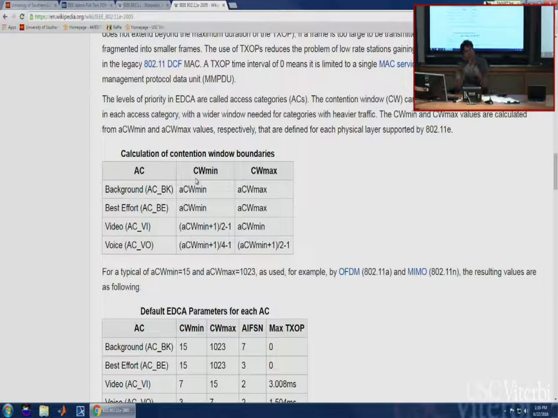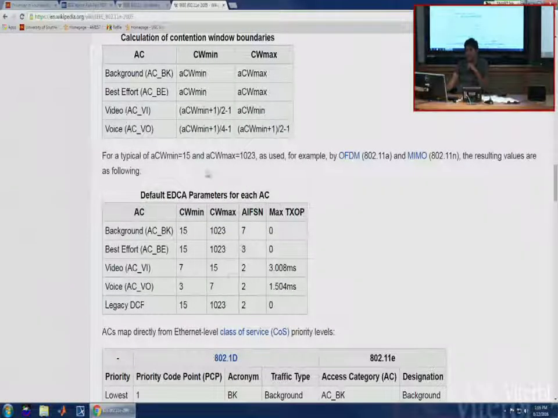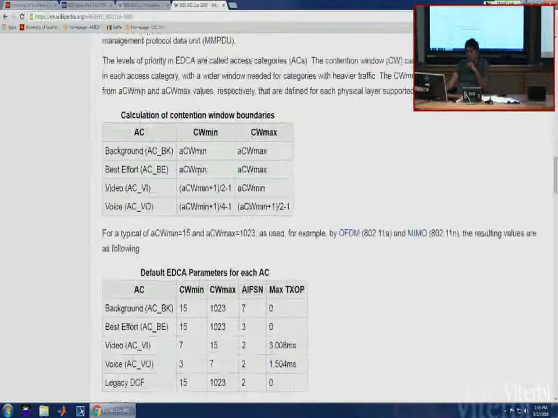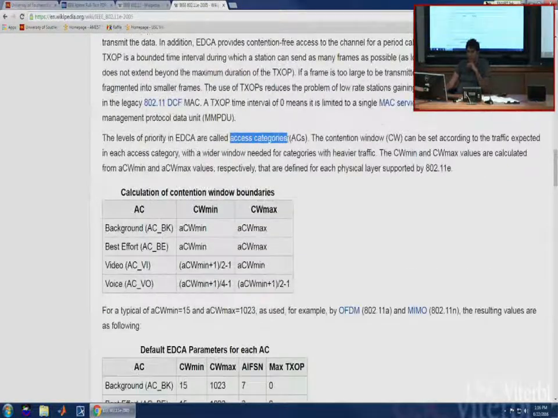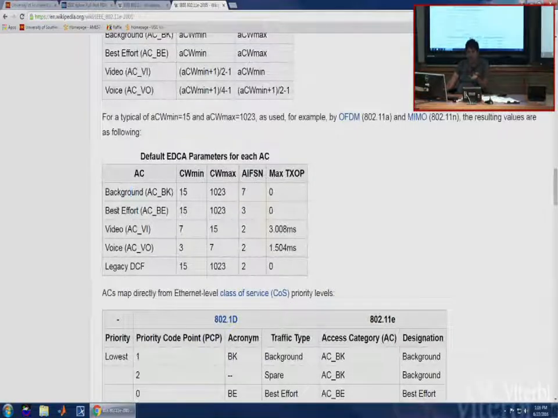So for traffic that's higher priority, would we want to give it a high contention window or a small contention window size? Smaller, right? And so that's exactly what 802.11e does. It creates a number of what they call access categories. And the access category is something that's sort of application dependent. So there's an access category for background traffic, best effort traffic, video traffic, two versions of video traffic, and sort of legacy DCF, which is the standard 802.11.